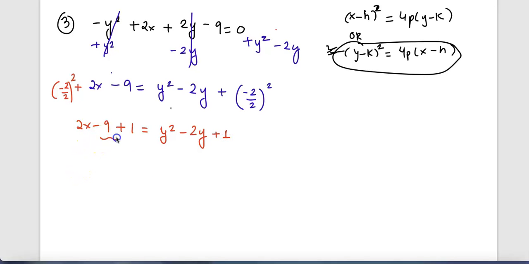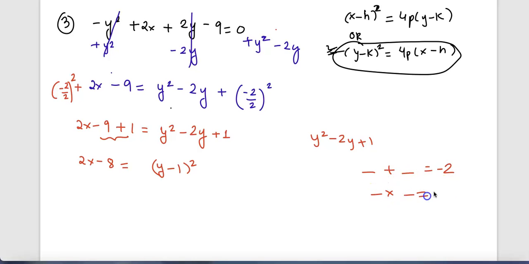Okay, so when I simplify this part, it will be 2x minus 8, and this part over here will be y minus 1 whole square. Again, for this part over here we are using the same steps. You are looking for two numbers which on adding give you the middle number, and on multiplying give you the last number over here. So your factors are y minus 1, which gives you y minus 1 whole square. Does it look like this?